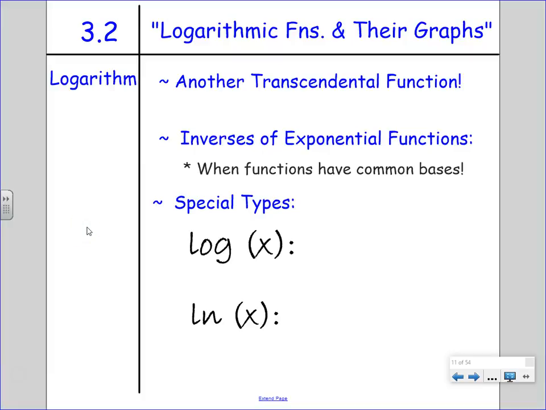Logarithms. What are they? Well, we're going to try to answer that today, but for right now, they're another transcendental function. Exponentials are transcendentals. Logarithms are transcendentals. They're inverses of exponential functions, but only when functions have common bases. We'll get back to that with some properties we're going to see today.